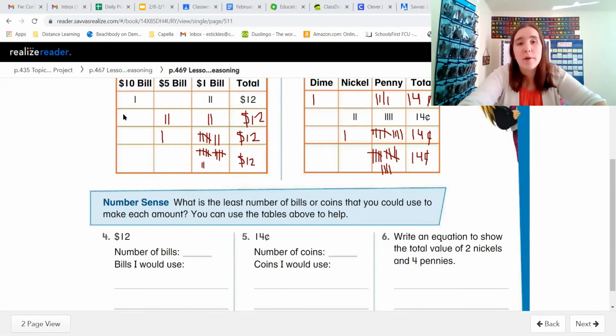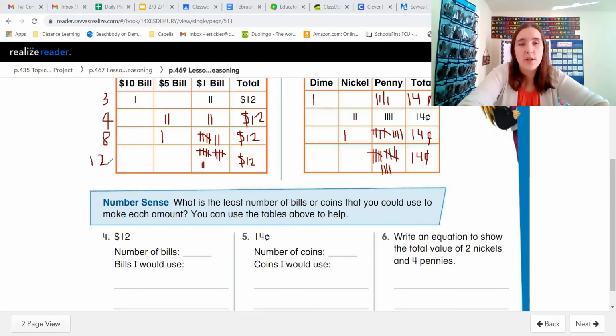So we can count up how many bills we used on our chart to see which way has the least bills in it. So let's see, this one has 1, 2, 3 bills. This one has 1, 2, 3, 4 bills. This one has 3 bills because 1, 2, 3. This one uses 1, 2, 3, 4 bills. This way uses 1, 2, 3, 4, 5, 6, 7, 8. 8 bills. And this one uses 12 bills because 5 plus 5 plus 2 is 12.